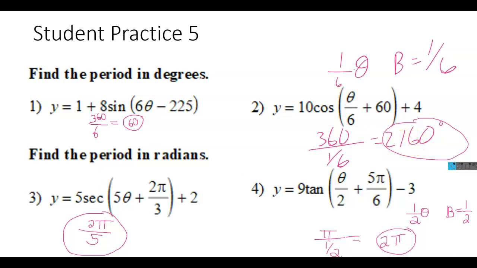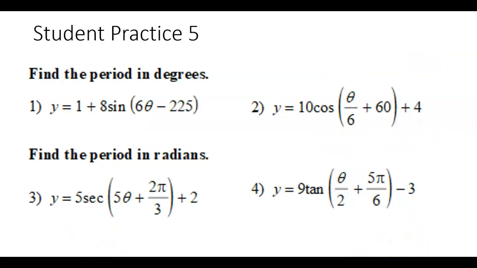That is the period. Number 3, in radians, secant usually has a period of 2 pi, but we're dividing it by b, so it's 2 pi over 5. Tangent usually has a period of pi, and we're dividing it by 1/2, because theta over 2, once again, is 1/2 theta, so that means our b is 1/2. So pi divided by 1/2, you multiply the top and the bottom by 2, you end up with 2 pi. So those are your periods of those particular functions.